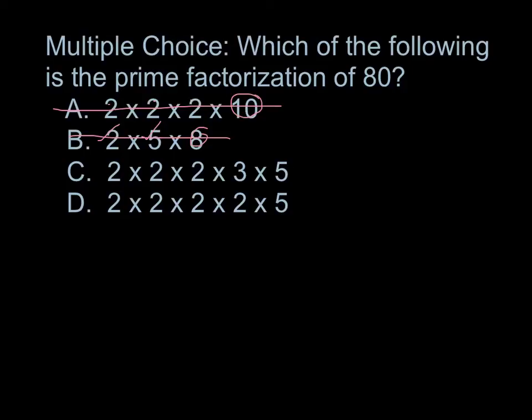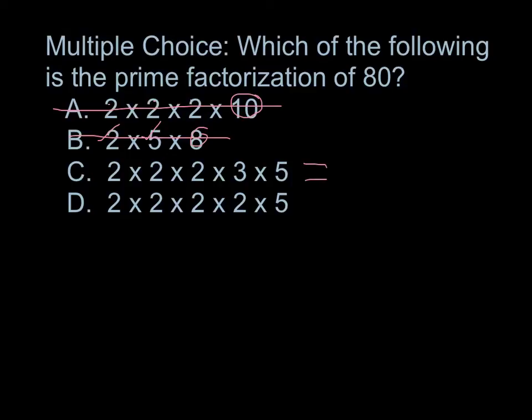Check C. 2 times 2 times 2 times 3 times 5. Do we see any numbers that aren't prime there? No, all these numbers are prime, so that's definitely a possibility. What about D? D is 2 times 2 times 2 times 2 times 5. All of those numbers are prime, so that's also a possibility. Now, if you don't want to make a tree, or if you forgot how to make a tree, there's another way to figure out if we have the right answer. These have some different numbers, so we're just going to actually multiply it out and see if we get 80.